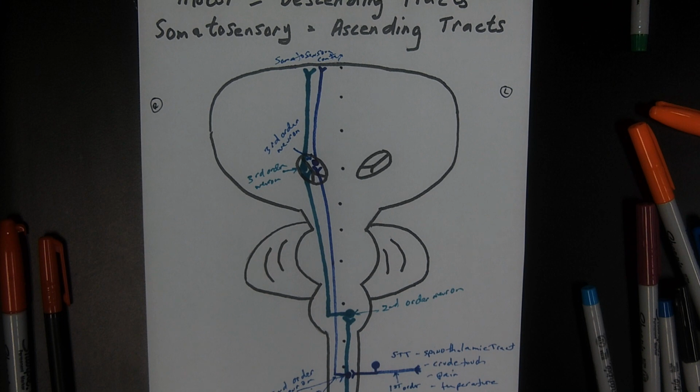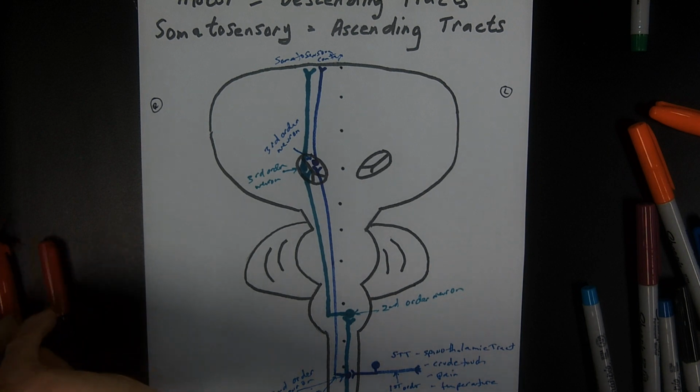Okay. Questions about either STT or DCML? STT carries crude touch, pain, and temperature. That first order neuron comes in and synapses right away in what's called the dorsal gray horn. We'll get to that in a minute. And then the second order neuron decussates and goes up to the level of the thalamus. Third order neuron goes to the somatosensory cortex. DCML, a little bit different. That information just comes right in. It doesn't do anything, but just goes straight on up to the level of the medulla. Second order neuron decussates and then goes up to the thalamus.